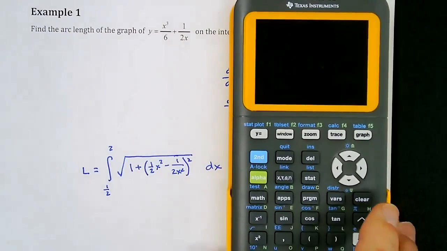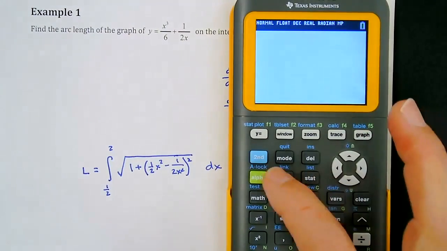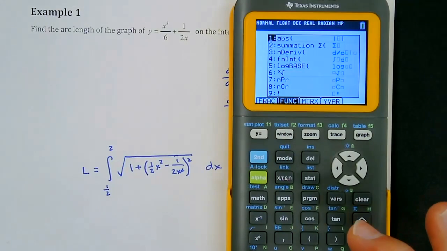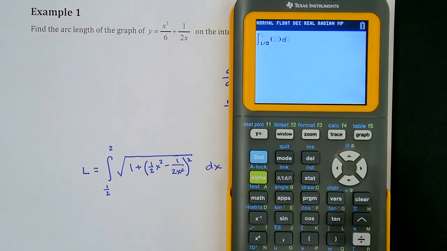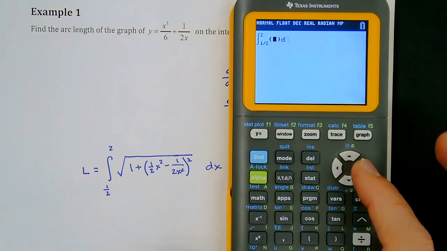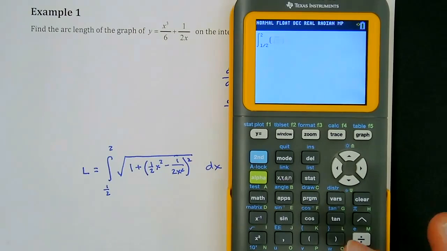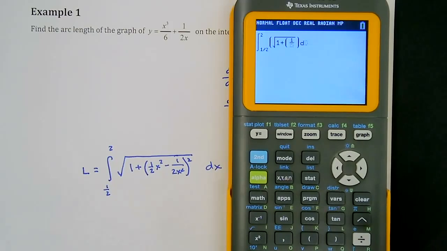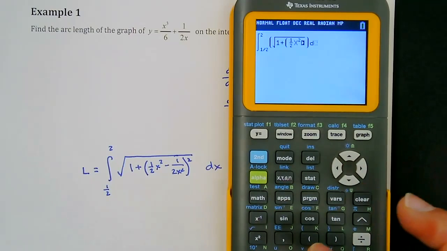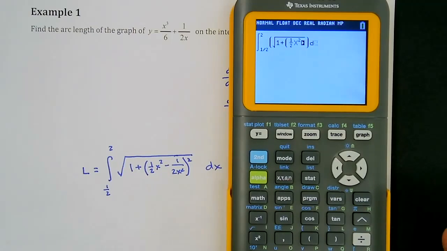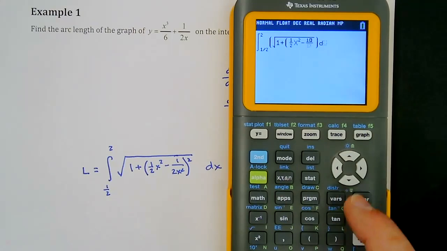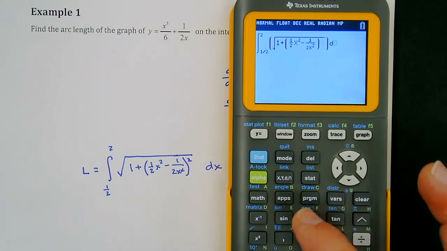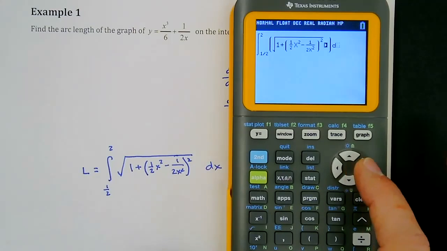I'm just going to put it right here. Okay, so we're going to integrate this. So it's going to be alpha window, and then we want to integrate. So function integrate. So number 4, and we want to integrate from 1/2 to 2. And then we want to enter the square root, and then 1 plus, and then parentheses, and then we want to put in this, and I'd use fraction bar, 1 over 2, and then x squared. And then minus, again, a fraction bar, and then 1 over 2x squared. And then close it and square that, and then dx.